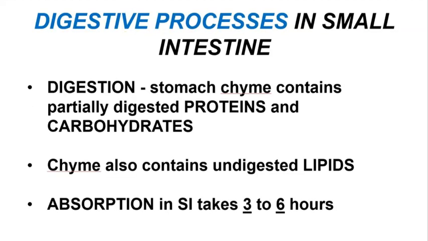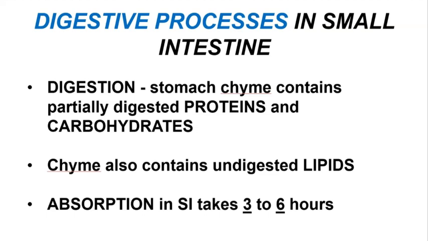Now let's examine the digestive processes that occur in the small intestine. Both enzymatic digestion and absorption of nutrients are the two major digestive processes occurring within the small intestine. Recall that chyme from the stomach contains partially digested proteins as well as partially digested carbohydrates.